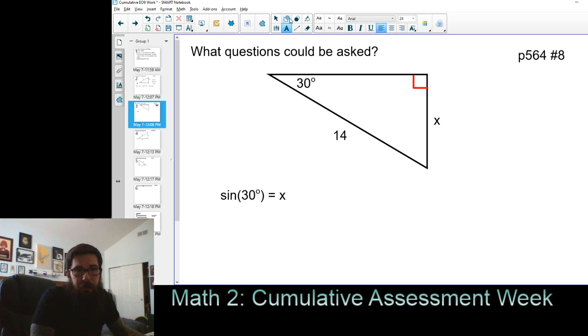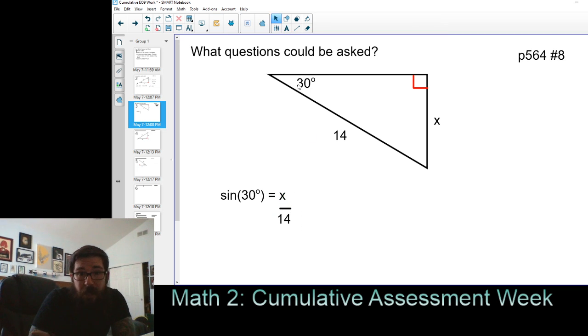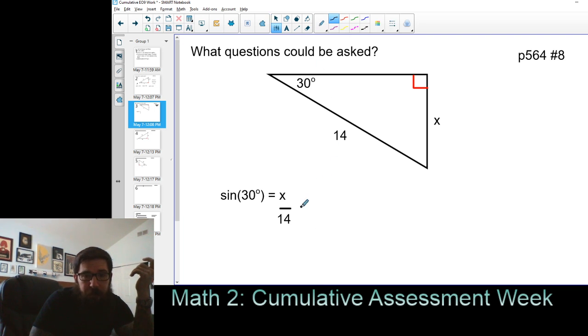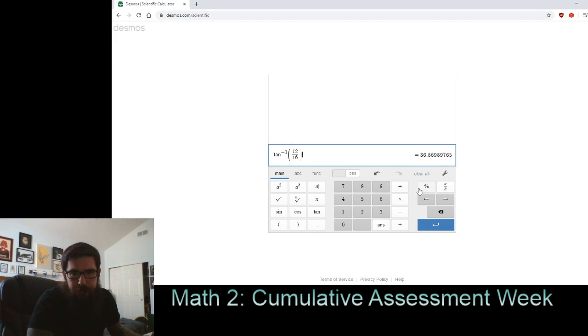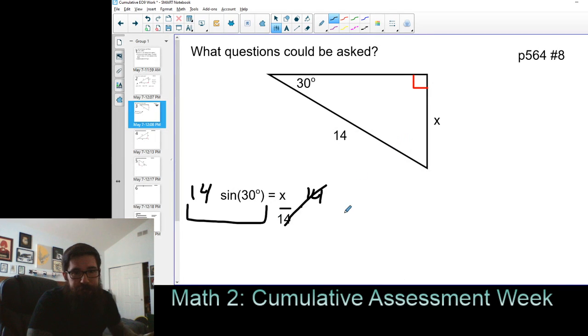I'll do it a different way. I'll do it like this. X divided by 14. If I were to solve for x, I'm going to multiply both sides by 14, because this is in the denominator here. Go to your calculator, type in 14 sine of 30. It should be 7. Yep, 7. So I now know this opposite side here.